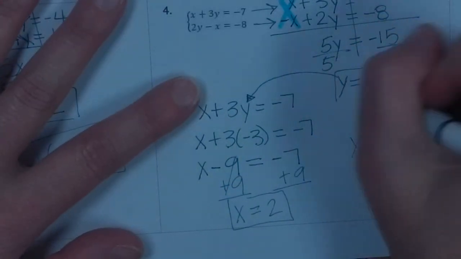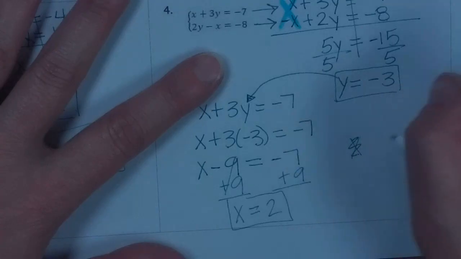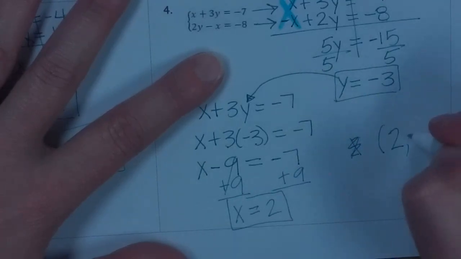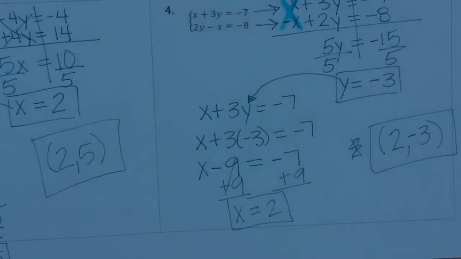So we got x and y. I did not mean to write x, I meant to write parentheses. x is 2, and then y is negative 3. Okay. So that's all fine and dandy.